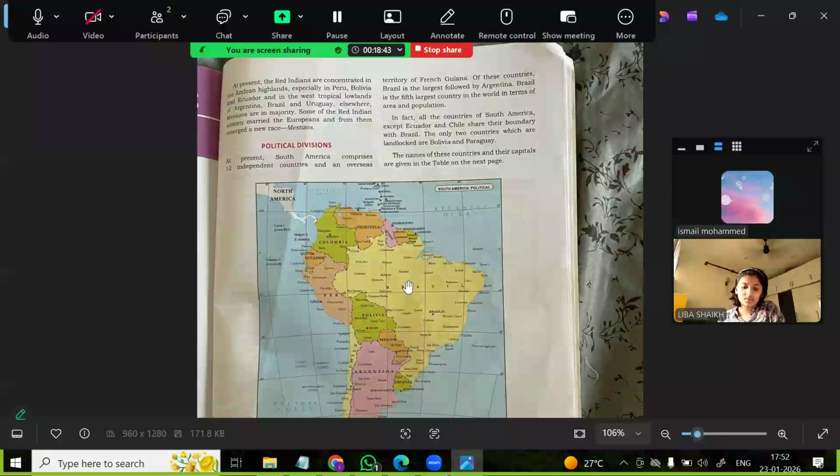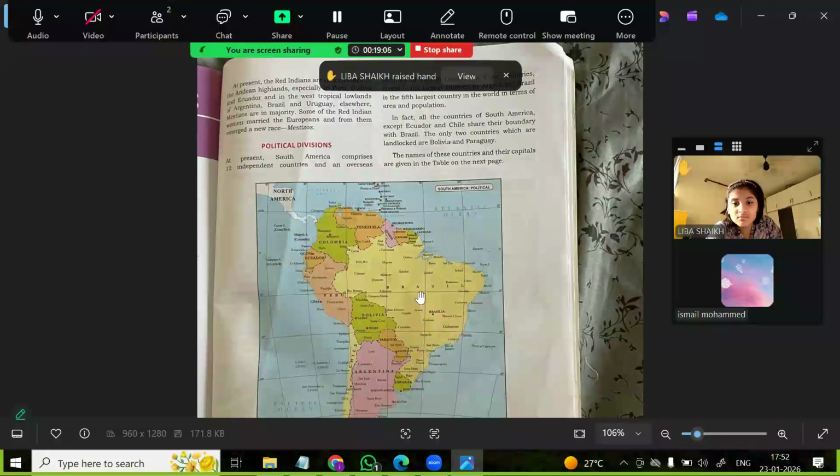What is the first largest country? You have Russia, you have China, then you have America. So next comes Brazil. It's the fifth largest country in the world in terms of area and population. In fact, all countries of South America except Ecuador and Chile share their boundary with Brazil. Brazil is so big.